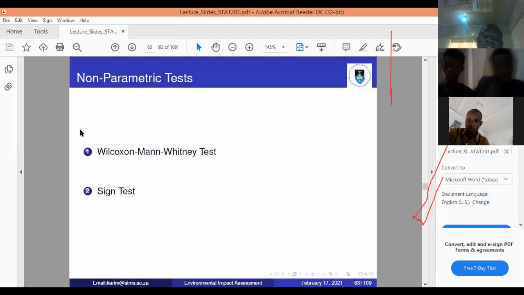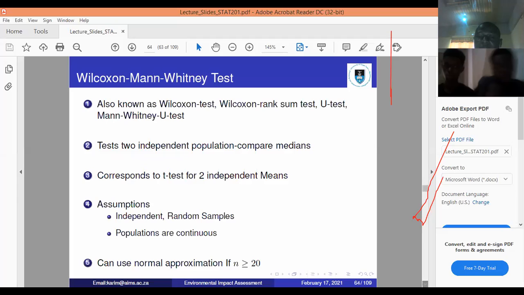We are going to look at three types of non-parametric statistics tools. The first one is the Wilcoxon test, or others will call it the U test. And we'll look at the sign test. And the other tool we'll look at is the Kruskal-Wallis test.